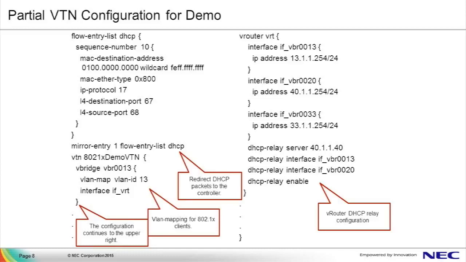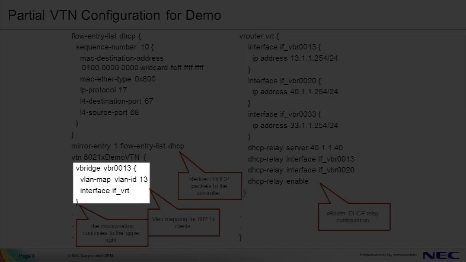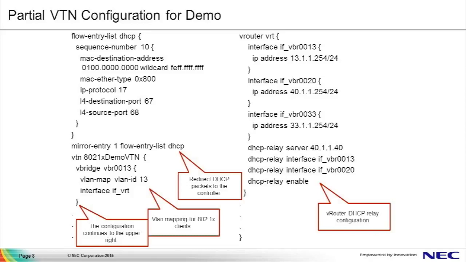Moving over to the bottom left, we'll illustrate the VLAN mapping technique. Notice we have a vBridge called VBR0013. This has a VLAN map configured with a VLAN ID of 13. Using this configuration, when the OpenFlow fabric receives a tagged frame with a VLAN ID of 13, it shall be mapped to the VTN called 802.1x demo VTN. In the next slide, we'll highlight a physical topology diagram for this scenario.